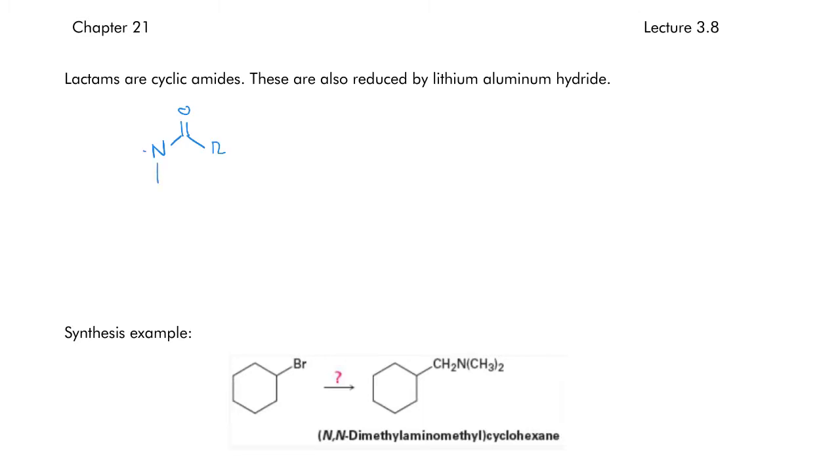I'm going to make a comparison to just regular amides. So we know the amide functional group: we've got this nitrogen attached to a carbonyl. It has 3 bonds. Now, a lactam is a cyclic version of this. So we have the same basic functional group, except that the nitrogen is tethered to the R group in a cycle, in a ring. And this is called a lactam.